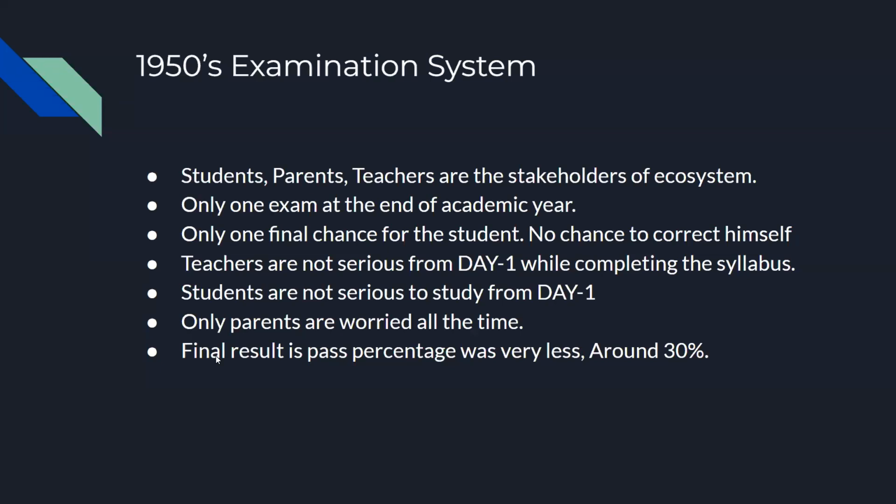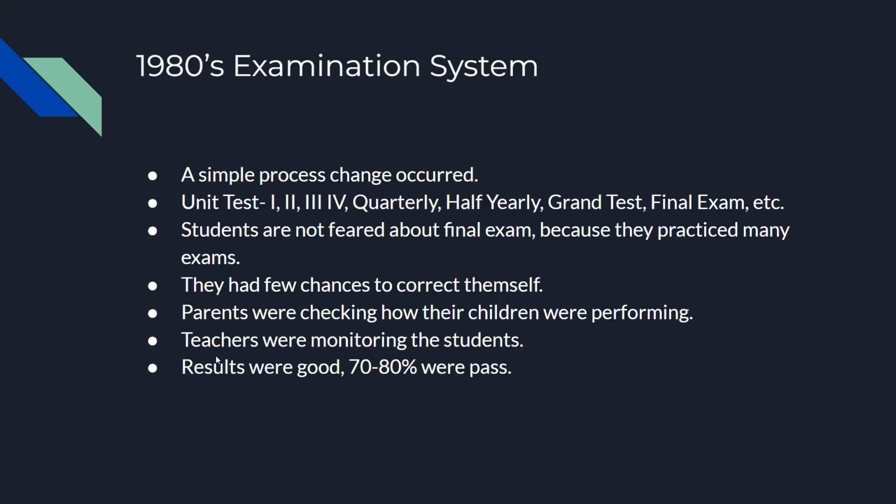So later, every school thought a lot, discussed, and improved. They changed the process a little bit. The syllabus is the same, students are the same, parents, teachers, the entire ecosystem is the same, but a simple process change was introduced. So we had unit test 1, 2, 3, 4, quarterly, half-yearly, grand test, and final exam. These are the examination systems that were introduced.